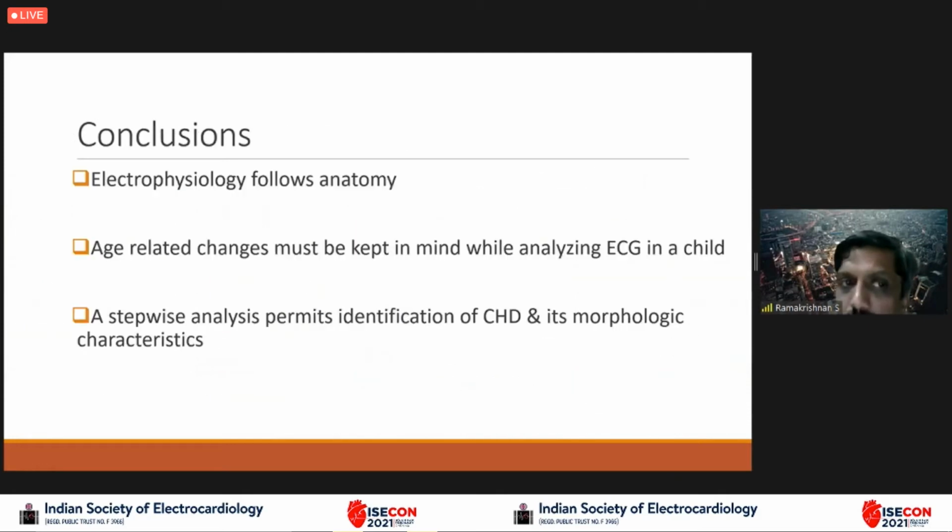To conclude, electrophysiology follows the anatomy, and age-related changes must be kept in mind while analyzing an ECG in a child. A stepwise analysis permits identification of CHD and its morphological characteristics.